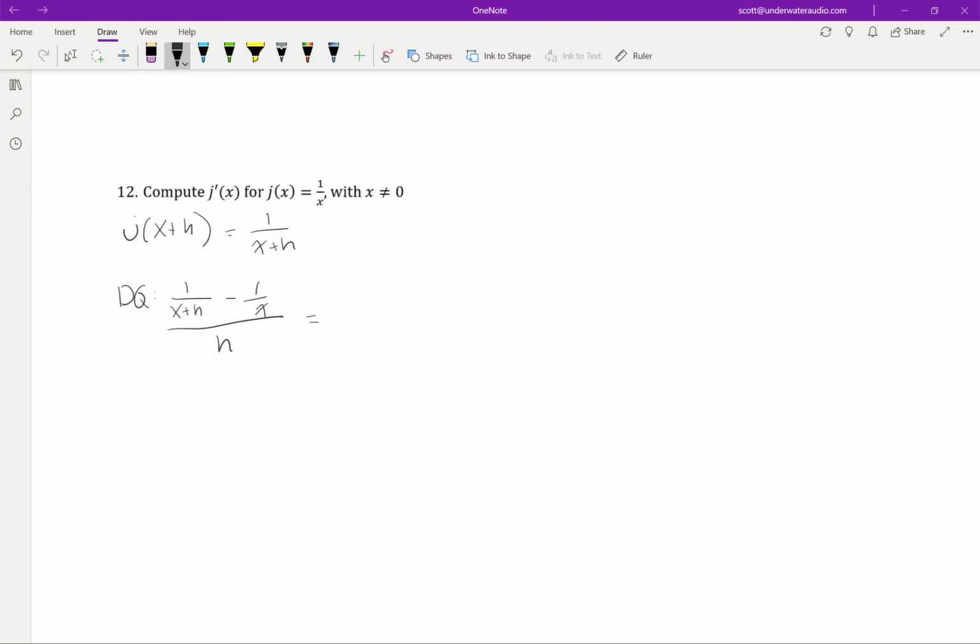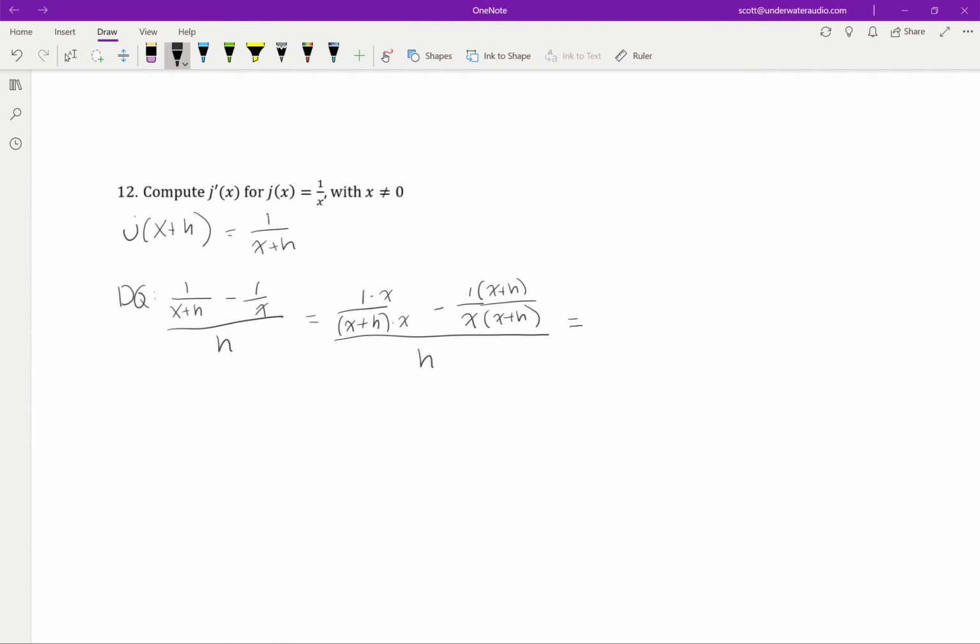So the top part, I need to add some fractions. The way I add fractions is I make the denominators the same and then I add across the top. So to make the denominators the same, I'll take the first fraction, 1 over x plus h, and multiply it on the bottom and top by x. And then the second fraction, 1 over x, I'm going to multiply by x plus h on top and bottom. So now I have x times x plus h both places, which is good.